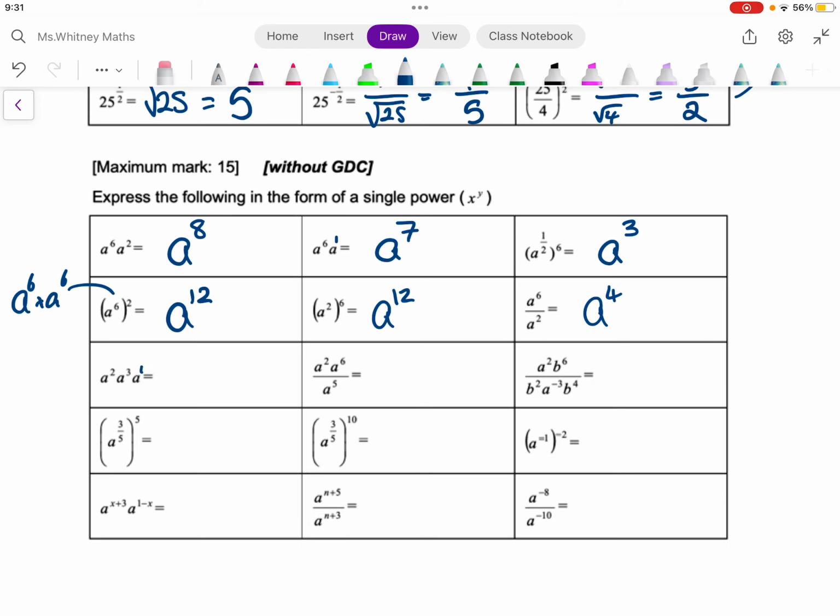Down here, I'm going to add a 1, so I don't forget about it. I'm going to add the powers, a to the 6. Here, I'm going to add the powers to get a to the 8 divided by a to the 5. Then I subtract the powers, gives me a to the 3.